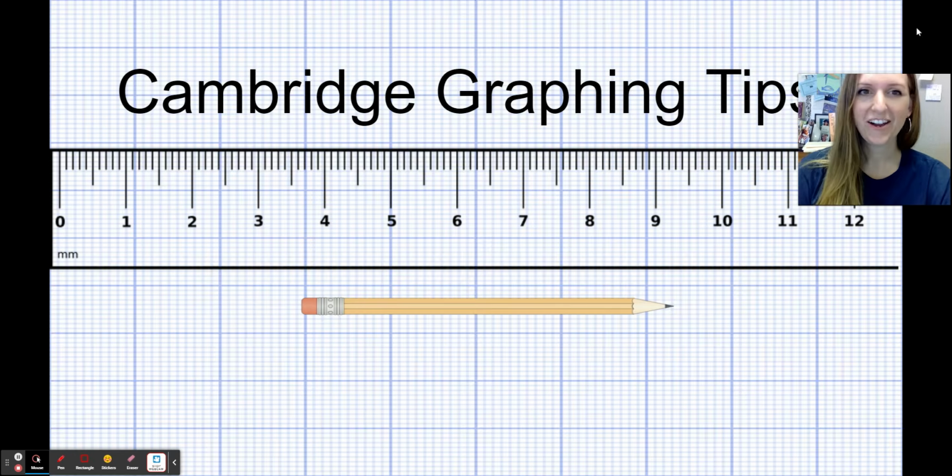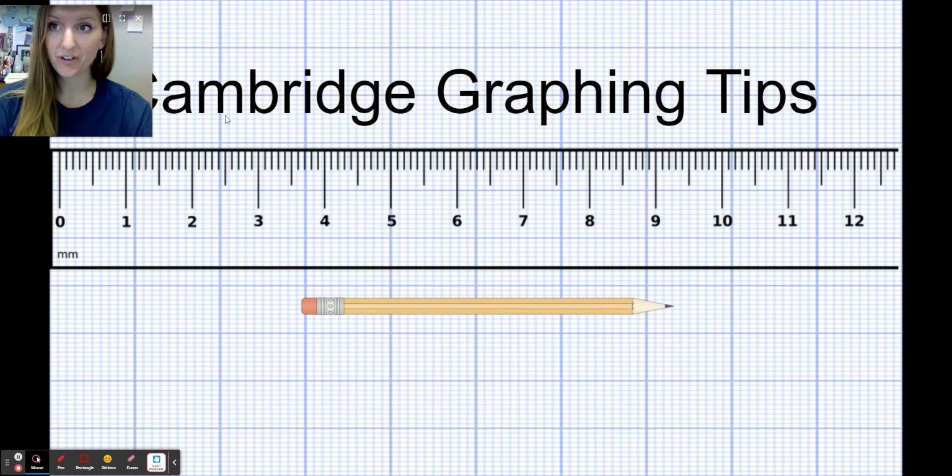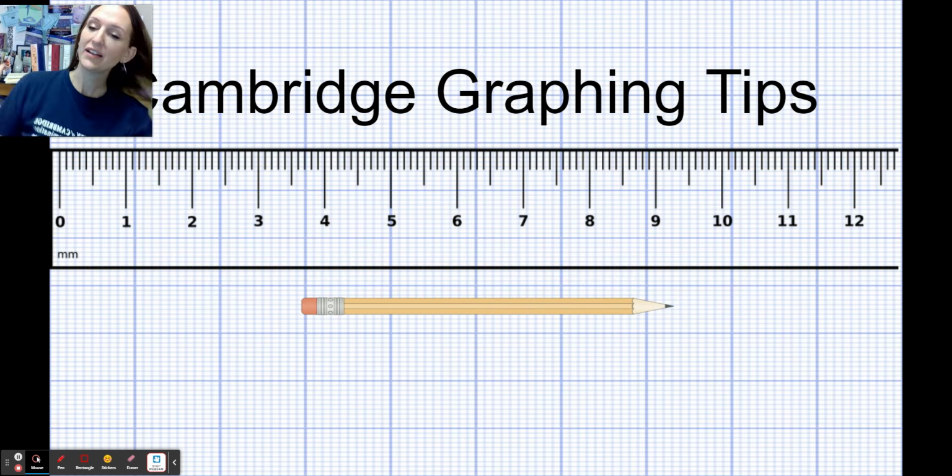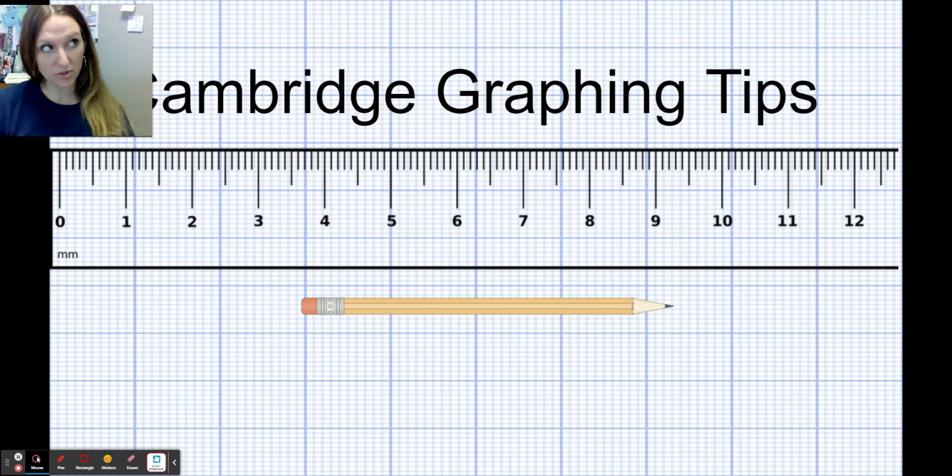Okay, we absolutely are going to need a ruler and a pencil. Calculators are also good for this because it'll help you figure out the scale that you need to have so that all your numbers fit in.